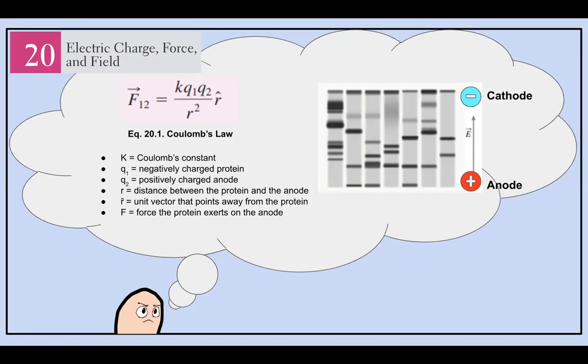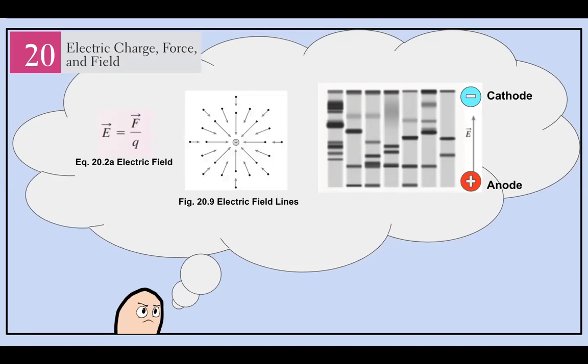This attraction and repulsion imply a force, which can be described by Coulomb's law, where K is Coulomb's constant, Q1 is the negatively charged protein, Q2 is the anode, R is the distance between the two charges, and R hat is the unit vector that points away from the protein. There is an electric field applied between the cathode and anode, and by convention, the electric field points from a positive charge to a negative charge.